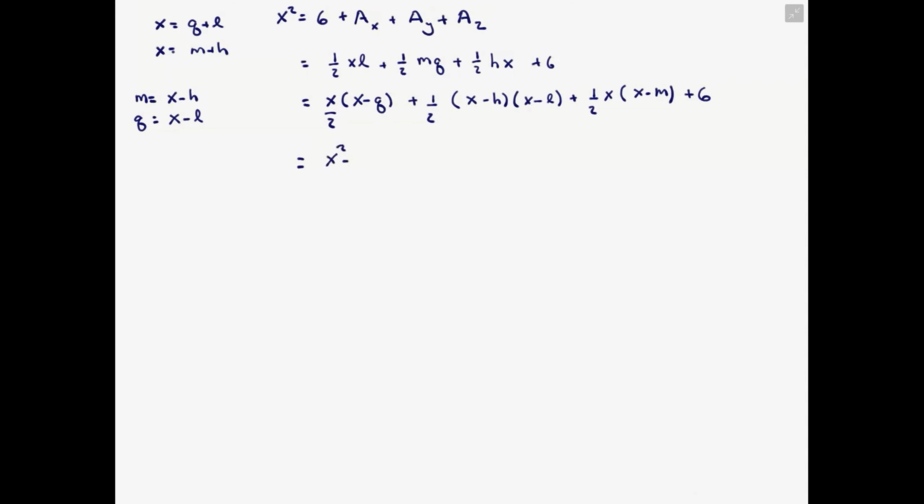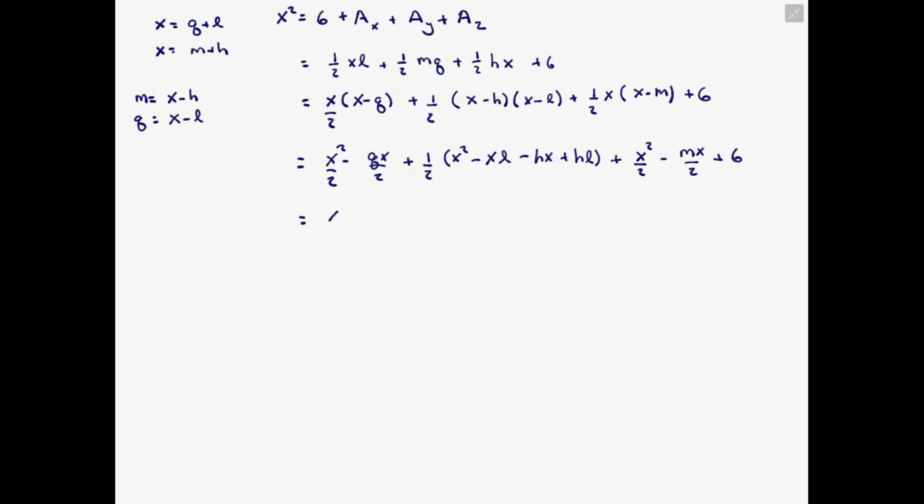We got x squared minus qx on 2 plus 1/2 x squared minus xl minus hx plus hl plus x squared on 2 minus mx on 2 plus 6.